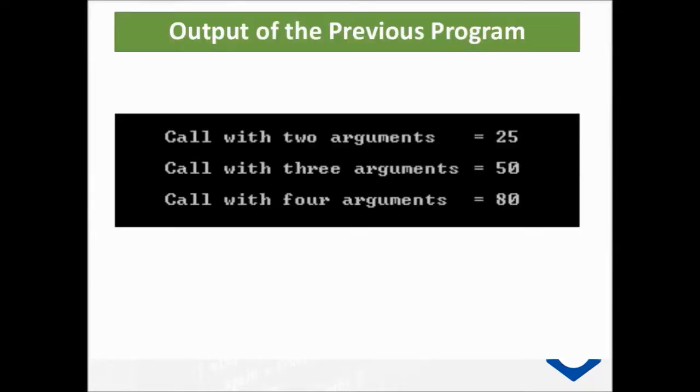The output of this program looks like this. When we call this program with 2 arguments, it gives us sum is equal to 25. When we call this program with 3 arguments, it gives us sum is equal to 50. And when we call this program with 4 arguments, it gives us the value sum is equal to 80.